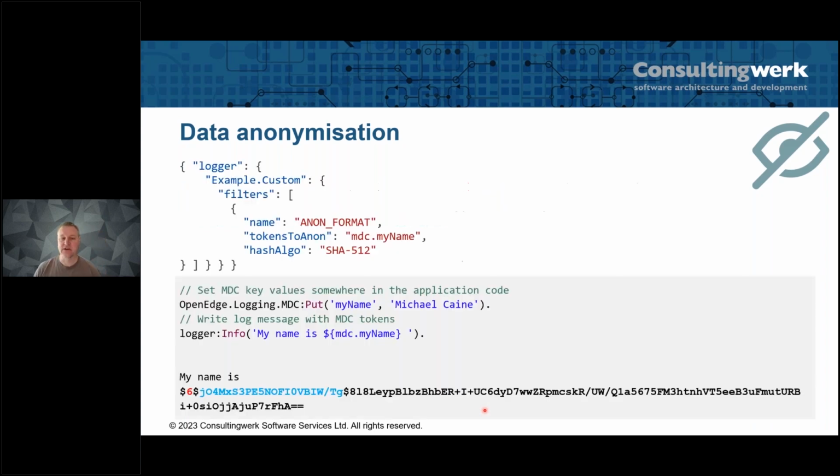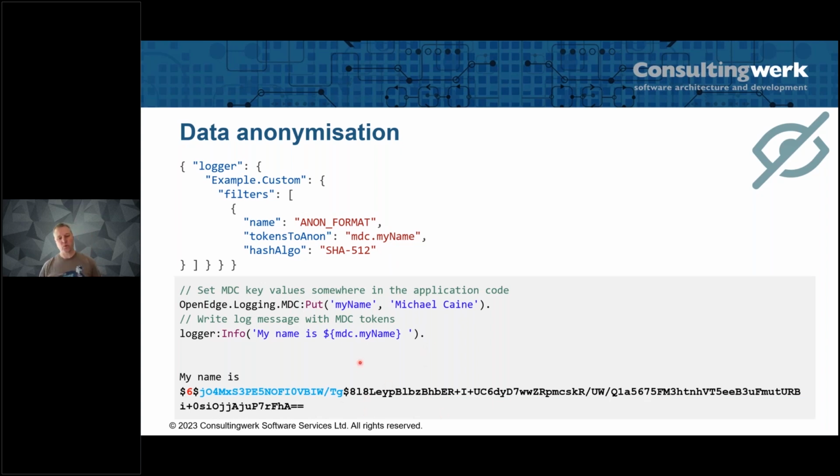Right, so that looks something like this. In this case, I've configured my format to use MDC.myname with the anon format. So we have a token called MDC.myname, and that gets anonymized to this. This red here, this is 6, the algorithm, SHA-512. This bluish color over here is the base64 encoded salt value, which is just generated for us. We can provide a salt, a constant salt, but it doesn't really matter. And then this is the output value.